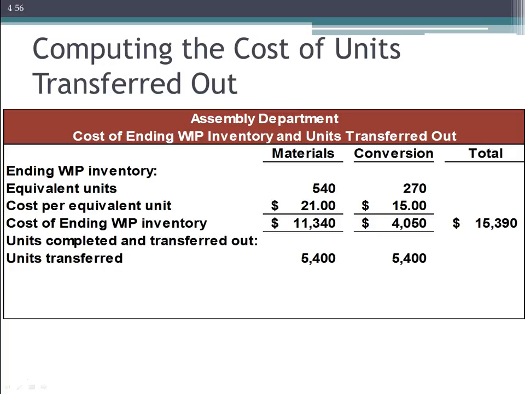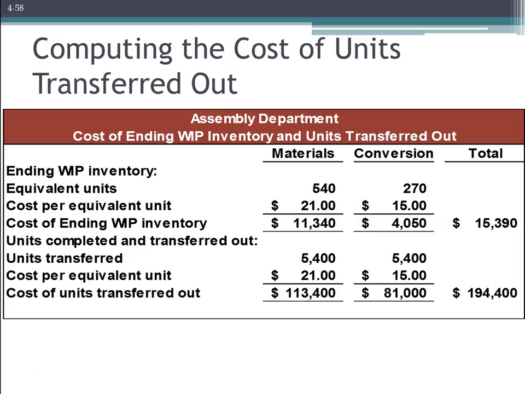Do the same thing for the units that we transferred out. We know it was 5,400, 100% complete with respect to both materials and conversion. Apply those cost per equivalent unit that we calculated, multiply those out, and add the total up, and this is now the cost that we have transferred from work in process of Department A to work in process of Department B.